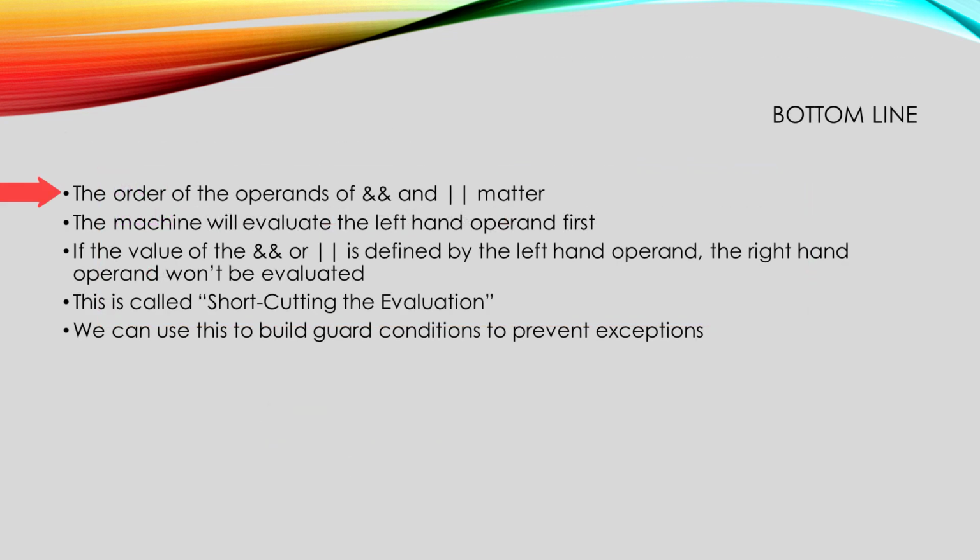The bottom line is that the order of the operands of AND and OR matter because the value of the first can decide what the result is, and when that happens, the machine won't bother to evaluate the other operand. We can use this to build guard conditions to prevent exceptions.